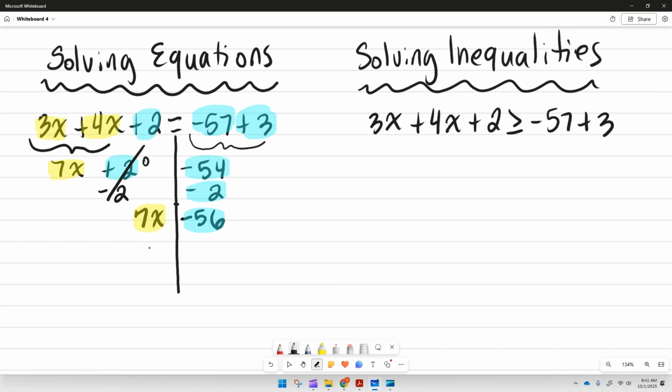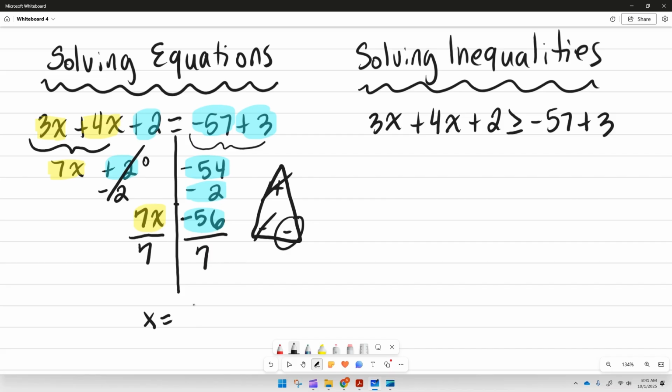We're almost done. Now we're at the point where we can go ahead and divide. We're going to divide by our coefficient. The coefficient of x is 7, so I'm going to divide both sides by 7. Now, a negative divided by a positive. Let's do our triangle. We've got positive up here, negative, and a negative. When I have a positive and a negative, that leaves me with a negative.